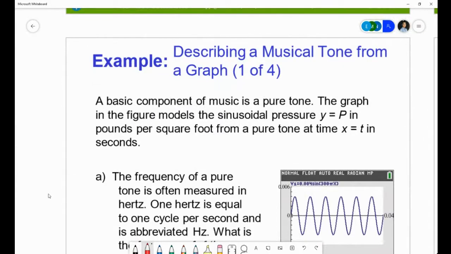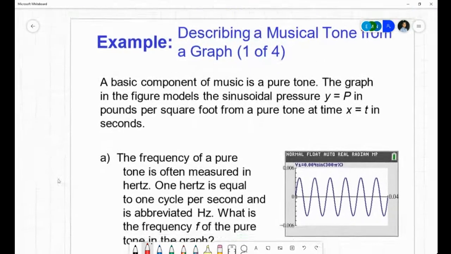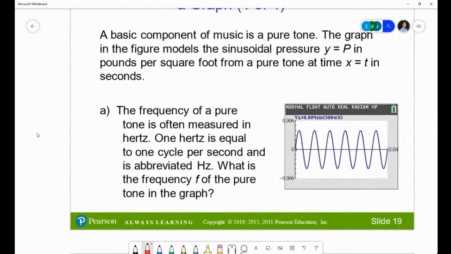Okay, so the basic component of a music or a pure tone is that the graph of the model of the sine pressure is y equals p in pounds per square foot of a pure tone at time x equals t in seconds. The frequency of a pure tone is often measured in hertz. 1 hertz is equal to 1 cycle per second and is abbreviated Hz. What is the frequency of the pure tone of the graph?